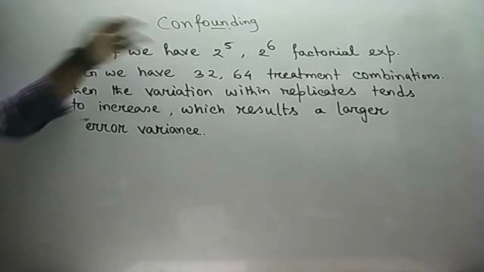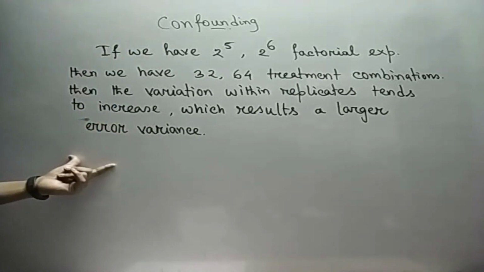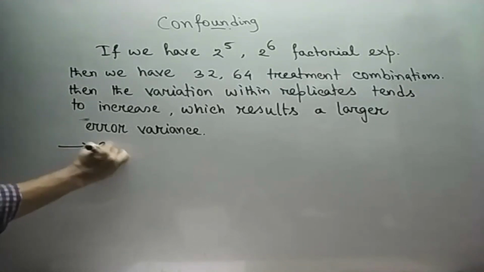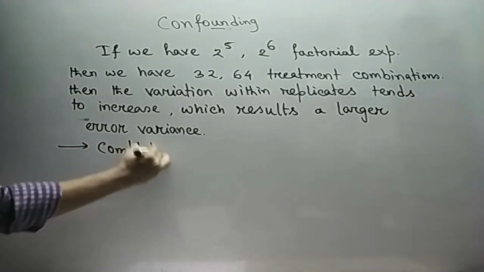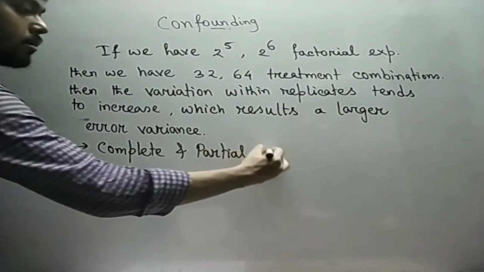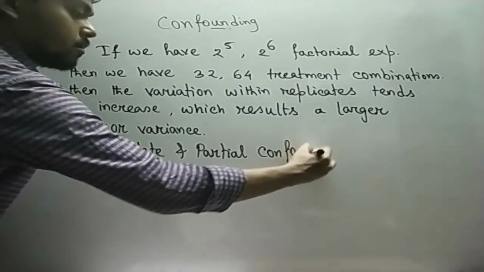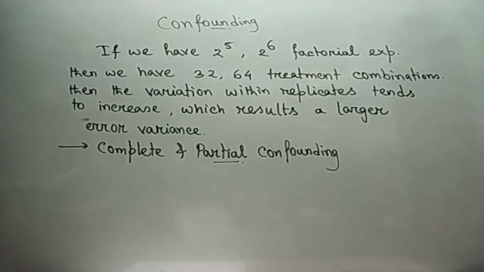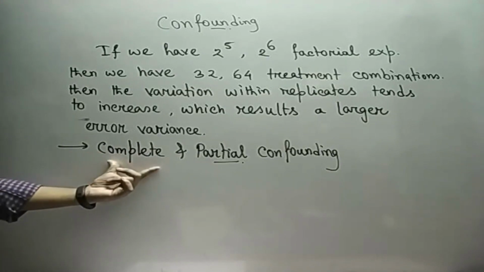Now confounding can be divided into two categories mainly. One is complete confounding and the other one is partial confounding. Okay, so let's start with complete and partial confounding. So what is complete confounding?